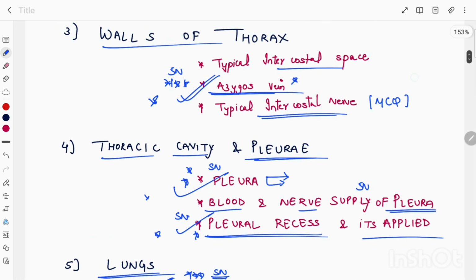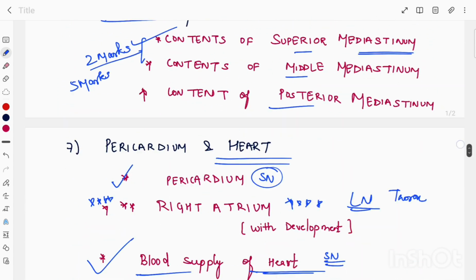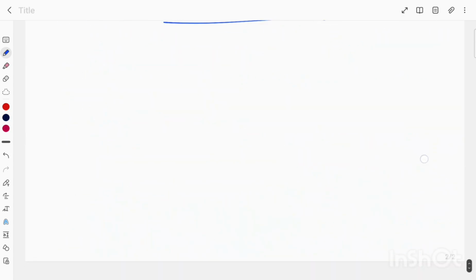So this is a very small topic if you see the thorax in comparison to the abdomen and the limbs. So it's very important and you can score very easily.